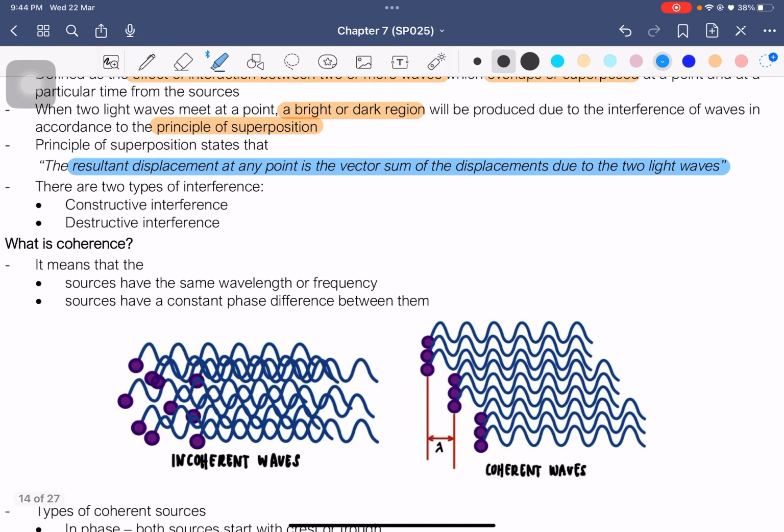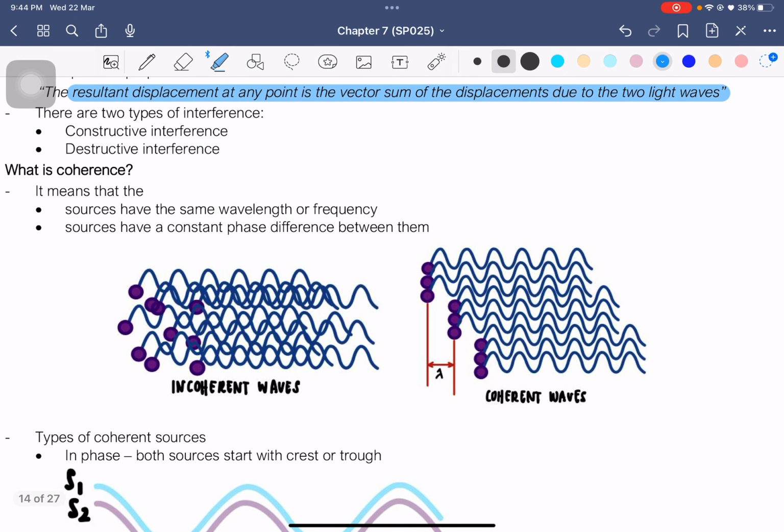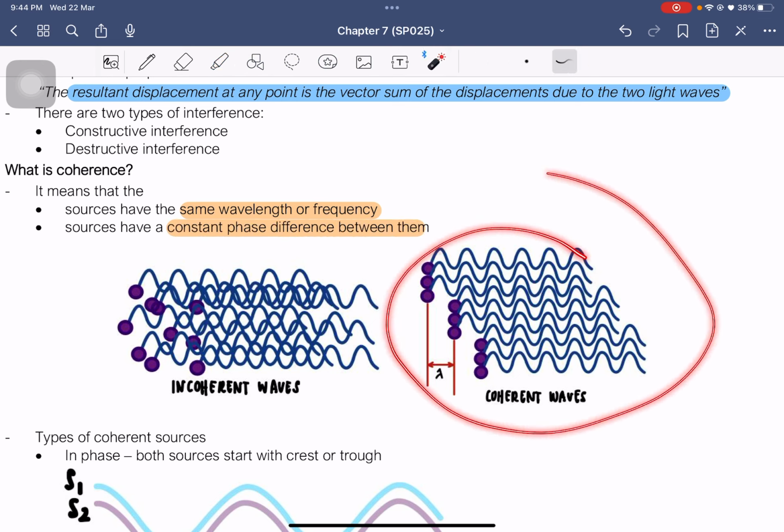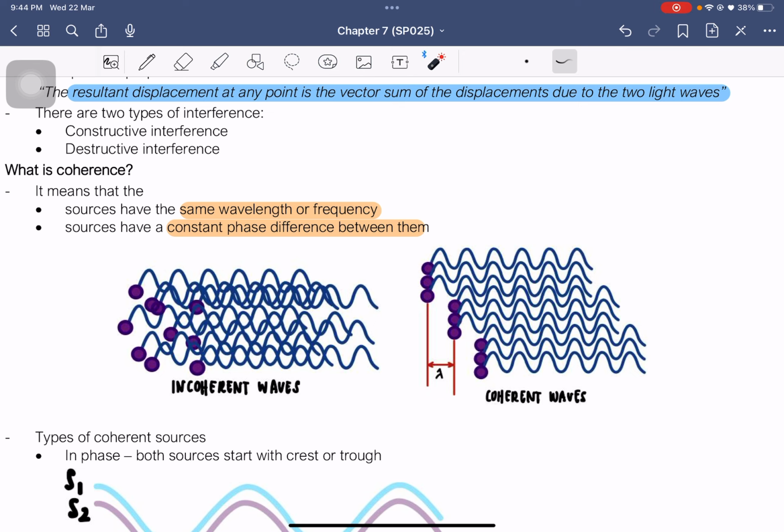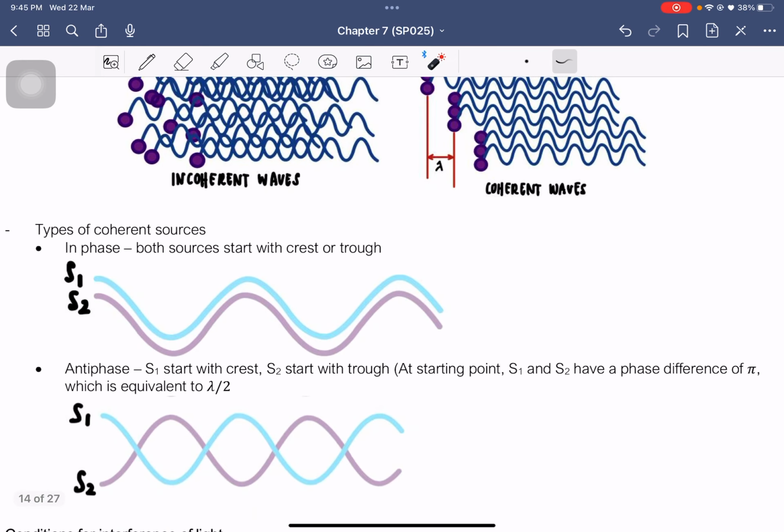What is coherence? Coherence means that the sources will have the same wavelength or frequency, or they have a constant phase difference between them. Graphically, this is what coherent waves mean. It is more uniform, or more neatly arranged in comparison to incoherent waves. There are two types of coherent waves. One is in phase, one is anti-phase, which is out of phase.